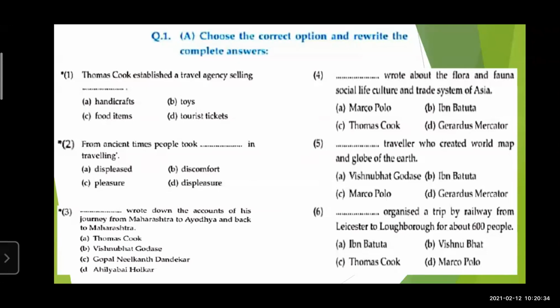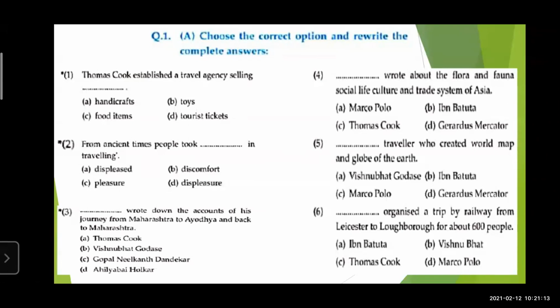From ancient times, people took dash in traveling. The four options are displeased, discomfort, pleasure, or displeasure. The correct answer is pleasure. Then, dash wrote down the accounts of his journey from Maharashtra to Ayodhya and back to Maharashtra. The options are Thomas Cook, Vishnubhat Godse, Gopal Neelkanth Dandekar, Ahilyabai Holkar. The correct answer, as I have explained to you all, is Vishnubhat Godse.